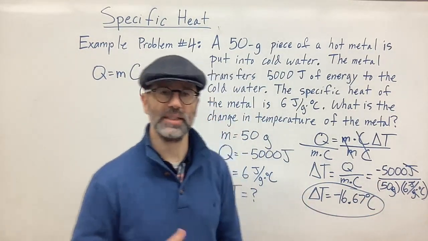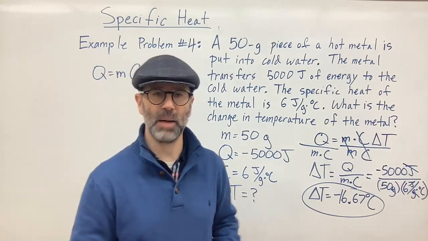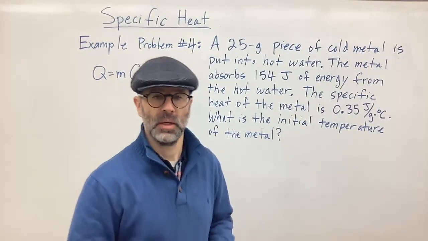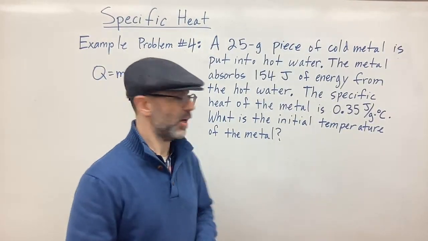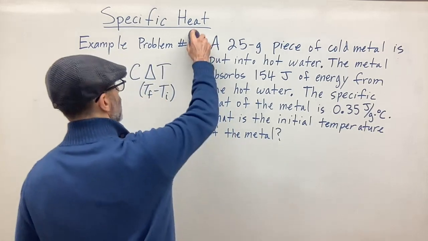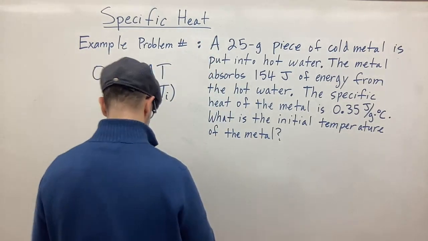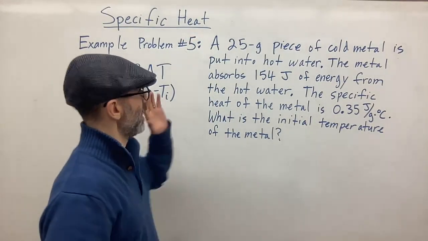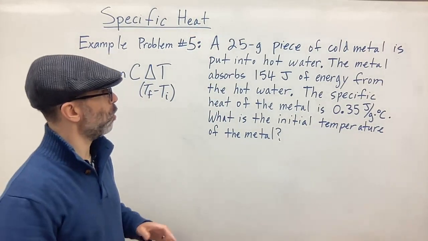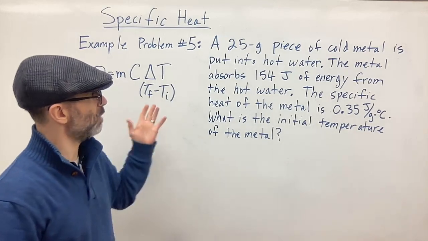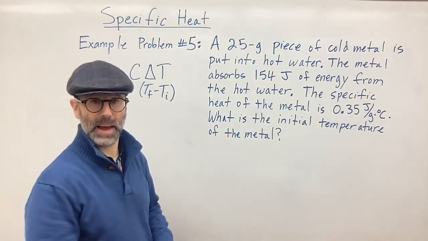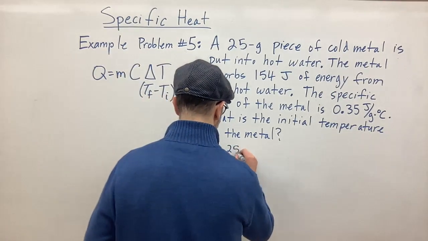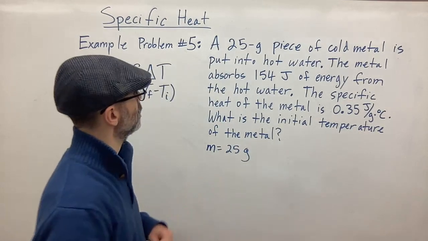Okay, so let's go on to our last example problem, number 5. Let me change this to 5. So we have a 25 gram piece of cold metal that is put into hot water. They're giving us the mass of the metal, so M is equal to 25 grams.